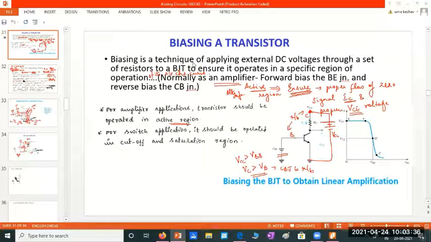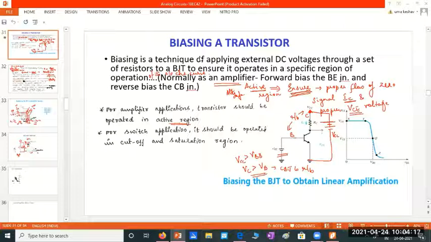Okay then, yesterday we were discussing biasing of a transistor, and we also spoke about the reason why we need biasing. Unless and until we connect some external DC power supplies to a transistor, the transistor will not be conducting, or there won't be movement of charge carriers. Initially, once the junctions are formed, the charge carriers will try to move and cross over the junction, and they form a depletion layer.